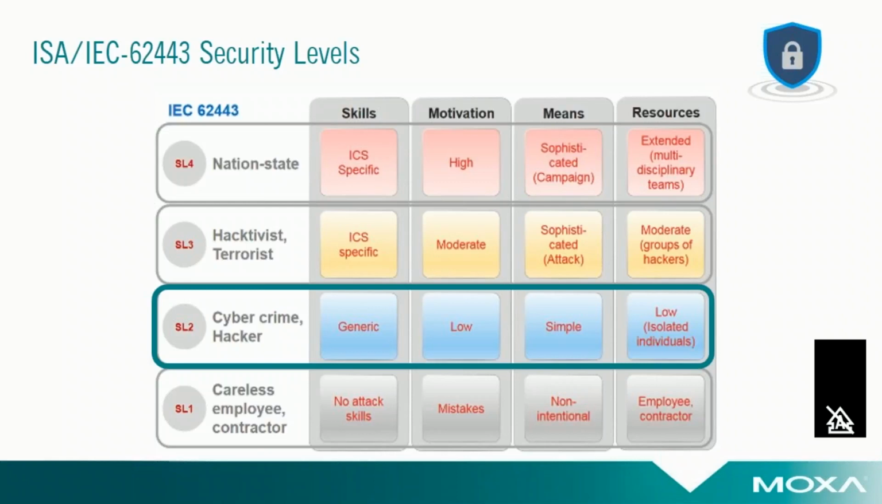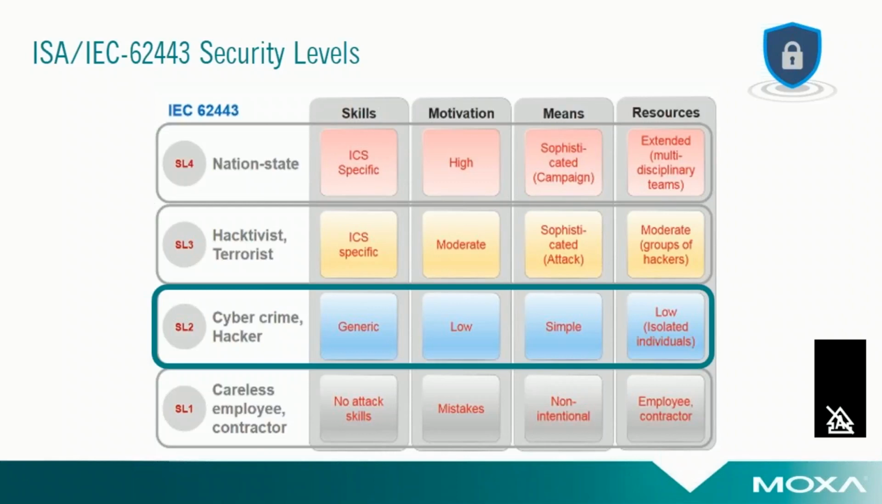And so when we talk about security levels, the 62443 standard defines 4 different levels of security, SL1 through SL4. SL1 is really the things you want to deploy to keep a careless employee or contractor from inadvertently affecting your systems. They're not trying to attack the system. Typically it was inadvertent, and it's typically internal, either an employee or somebody you've given permission to come in contact with your industrial control system.